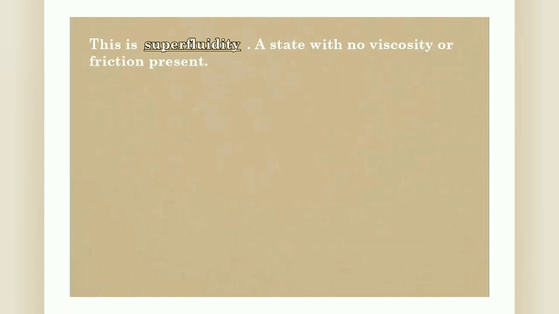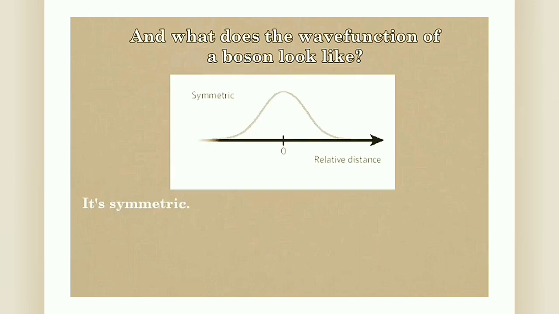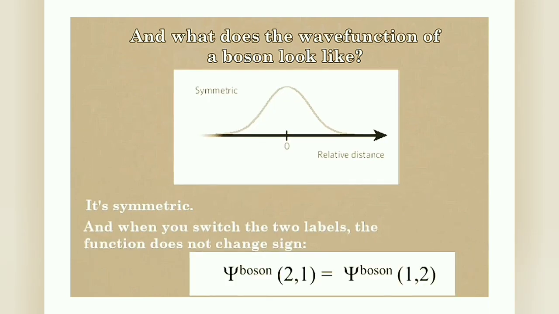This is superfluidity, a state with no viscosity or friction present, a result of Bose-Einstein condensation, which occurs at very low temperature. The wave function of a boson looks like this. It is symmetric.